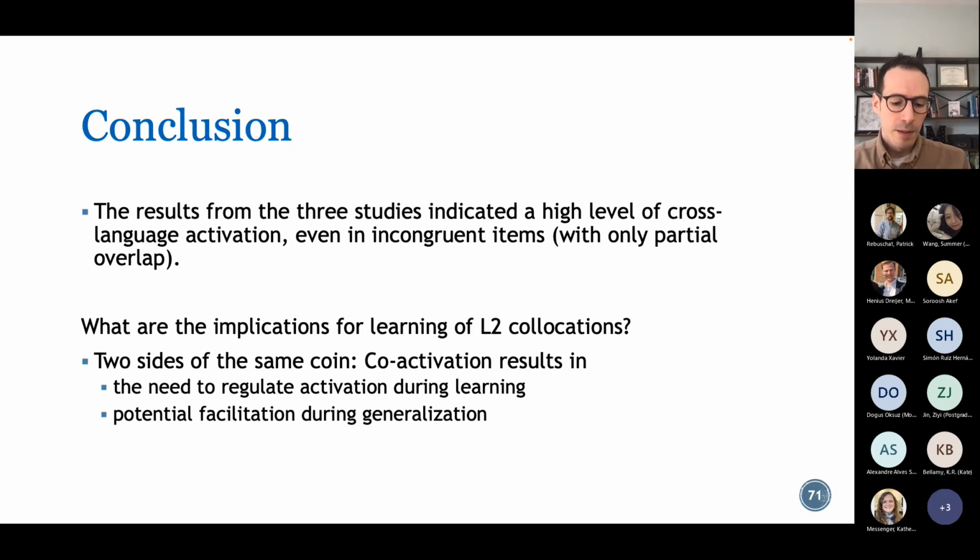And the mechanisms are quite different, however, in generalization during processing, where any knowledge that's available to learners, whether in the first or the second language here, is, at least in this context, helping them opportunistically capitalize on that knowledge to process the input that's available to them in the best manner possible.